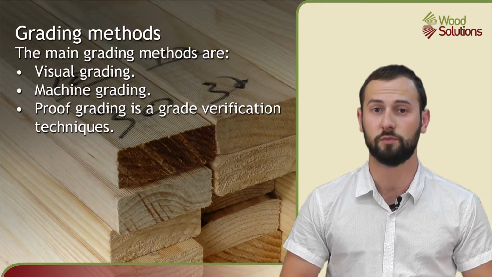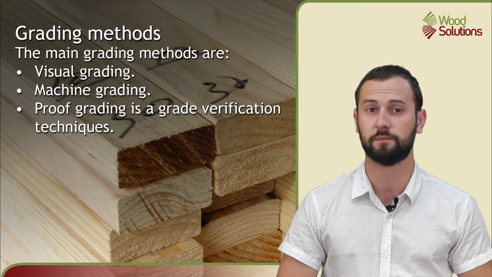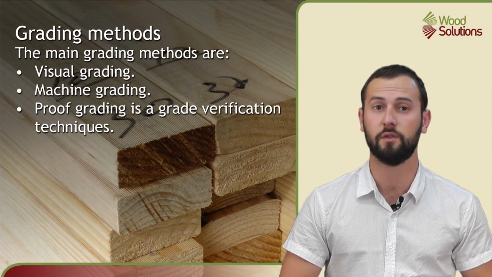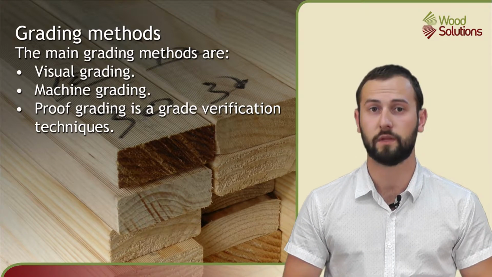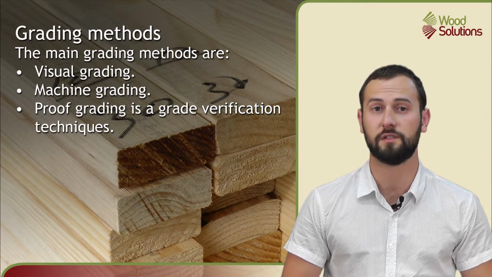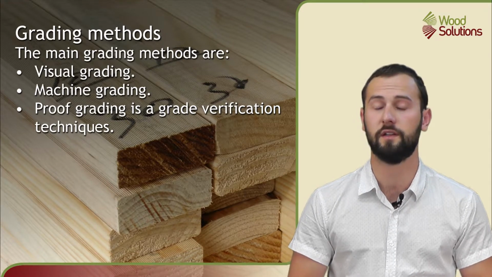Several methods are used to grade timber and wood products. The first is visual grading. This is used for grading both structural and appearance products. The next is machine grading, used mainly for seasoned structural product. The last is proof grading, which is predominantly a grade verification technique for structural products. Let's look at each of these in greater detail.